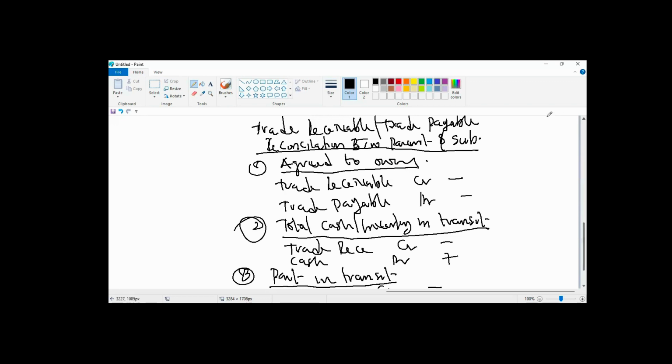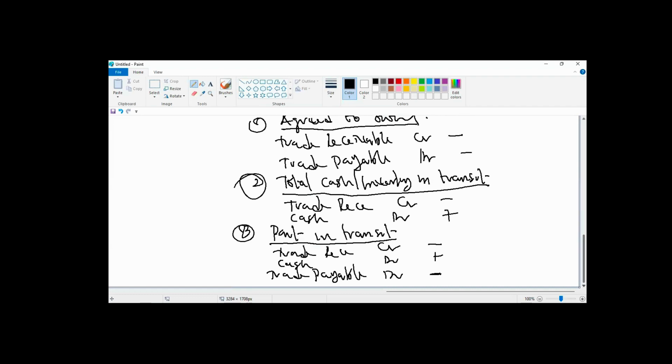Which one out of the three? Part in transit. He said you are owing me 1,000. He has transferred 140 out of the 1,000. We cannot owe each other. I will eliminate 1,000. Cash that is in transit, 140. Trade payable, 860. That's all. It's out of these three.